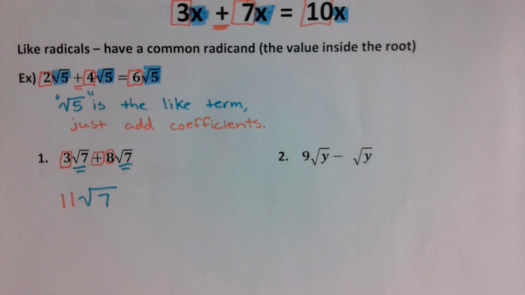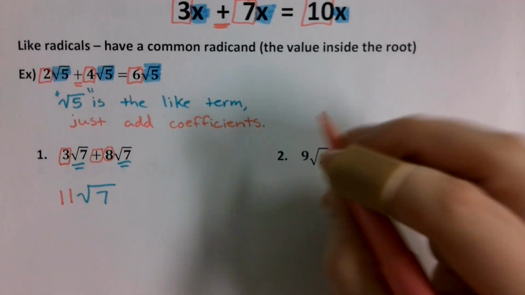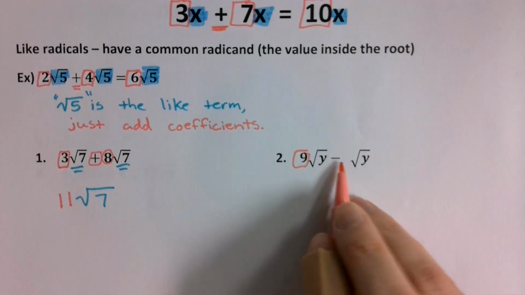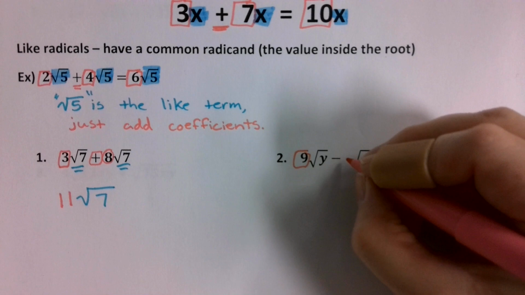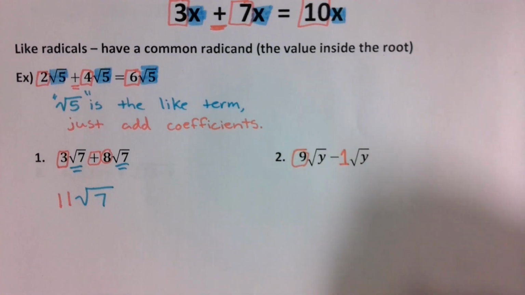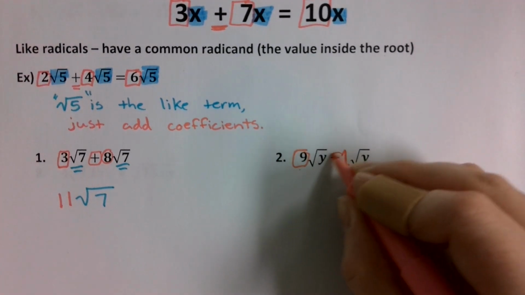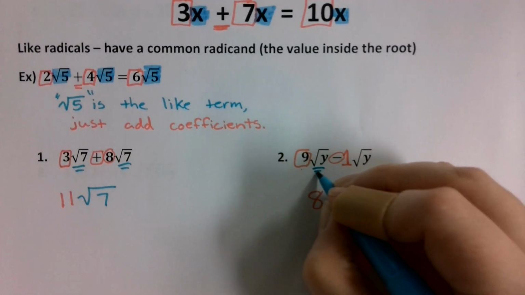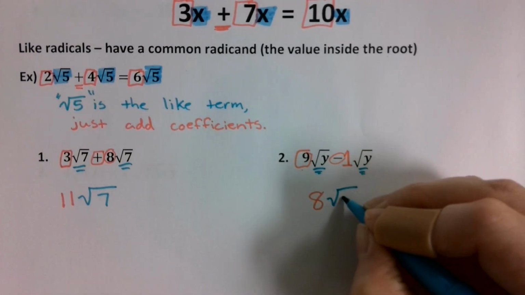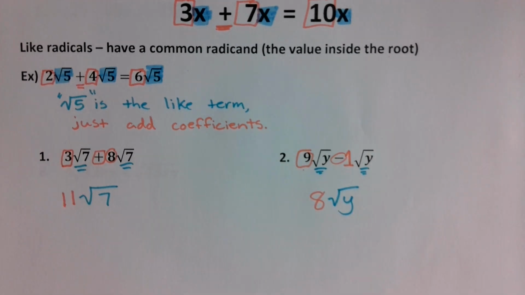Okay? What about number 2, 9 square root of y minus the square root of y? What is that going to give us? 8 square root of y. Very good, because, yeah, we've got this 9 here, but we don't have anything written in front of it, but whenever we don't have something written, we automatically know there's an imaginary 1. So we're really focusing on just doing 9 minus the 1, which is going to come out to that 8, and then that square root of y is going to stay the same. So those are easy because they already have them written in like terms.